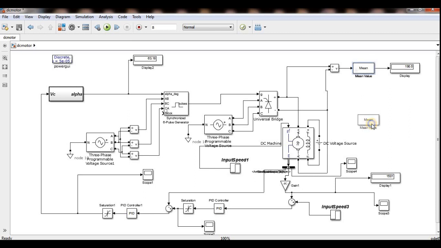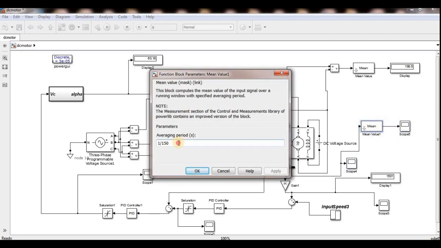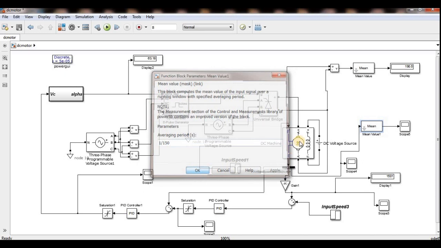So if you are using the mean value, you can observe it; the mean also depends. I have to change the mean value also. This is 150.